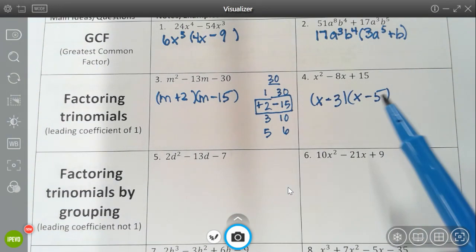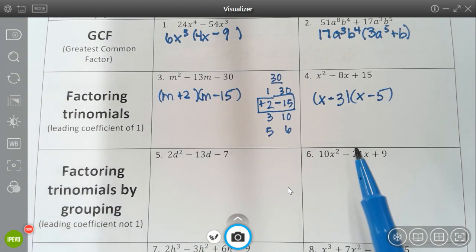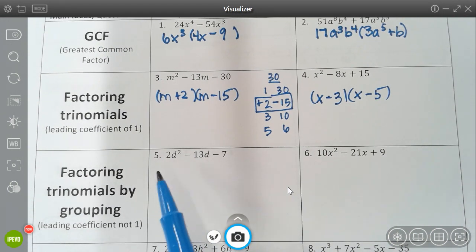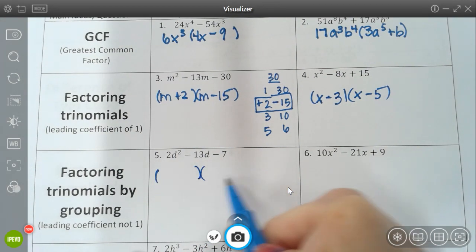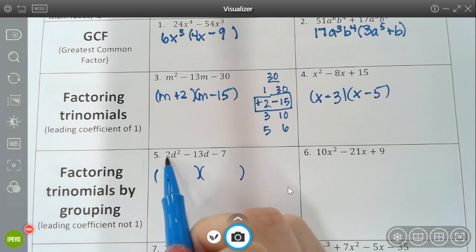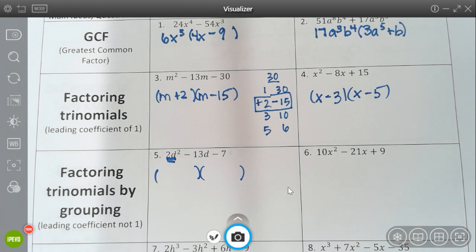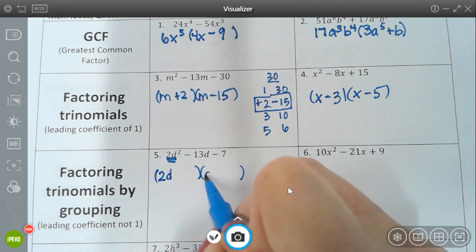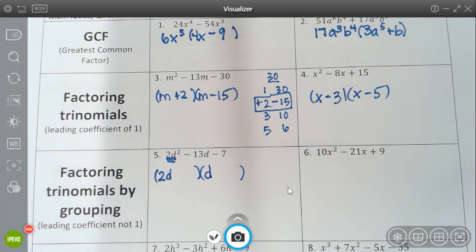Now, I can use the same guess and check strategy even when my leading coefficient is not 1. So let's look at this example and look at how I would use guess and check with this strategy. I basically start out the same way with my two groups. I look at my first term and I think of ways that I can multiply to make 2d squared. The only way I can multiply numbers to make 2 would be 2 times 1, and then d squared would become d times d. So I'm going to put a 2d in one group and a 1d, or just d, in another group.